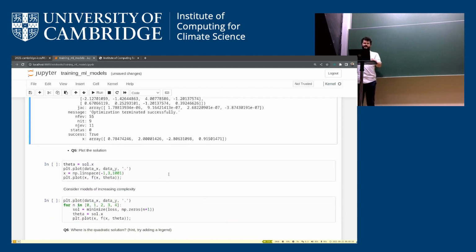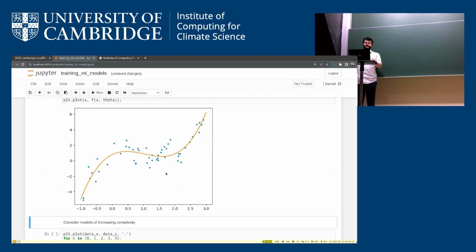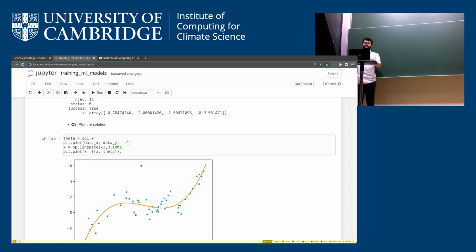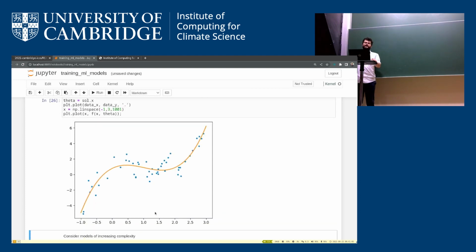So this here is an answer to this problem. This is us fitting that here. All we're doing with this plotting is extracting sol.x to get that answer out. You're then plotting the data. You're then defining a new x variable that's just a smooth range from -1 to 3 with np.linspace. And then you are plotting the answer out here.